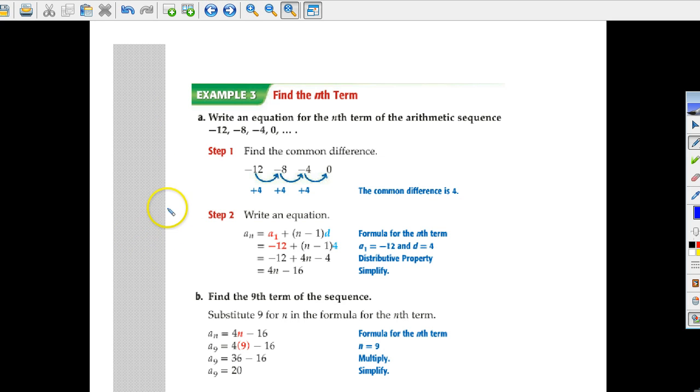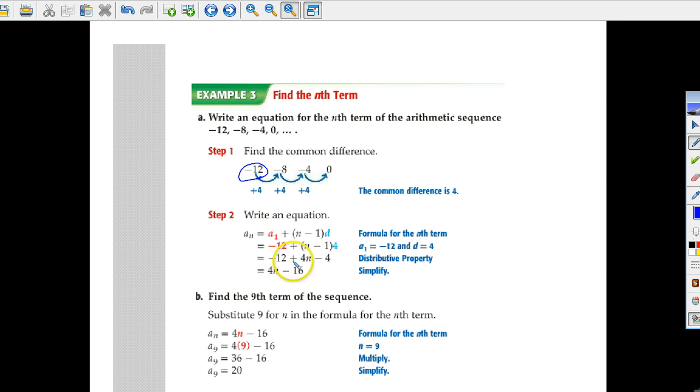So here's an example. Find the nth term. Write an equation for the nth term of the arithmetic sequence. The first job you need to do is find the common difference. So find d. What is it going by? It's adding 4. Even though it's negative numbers, you know it's increasing. So d is 4. The first term is negative 12. So negative 12 plus n minus 1 times 4.